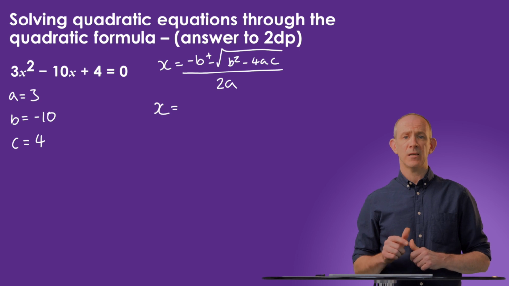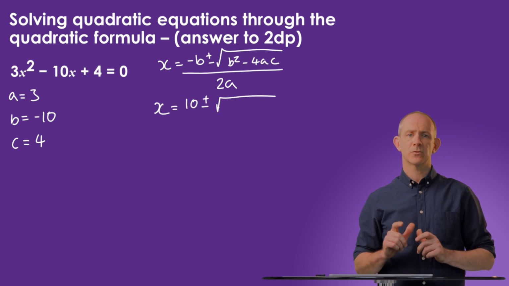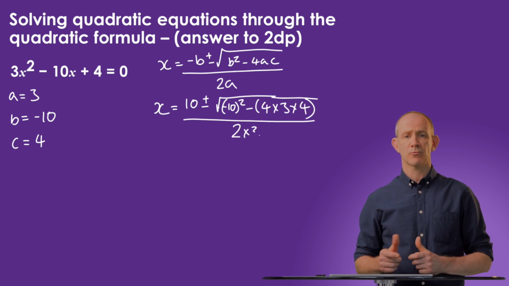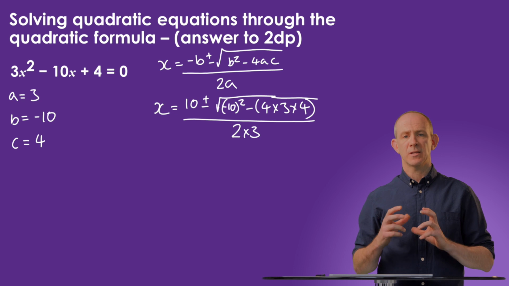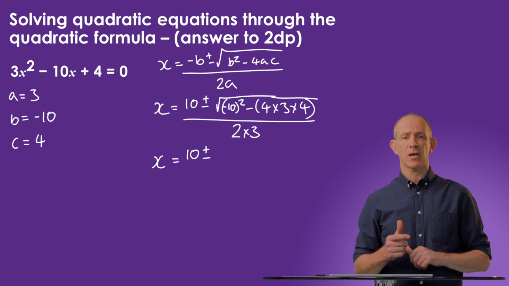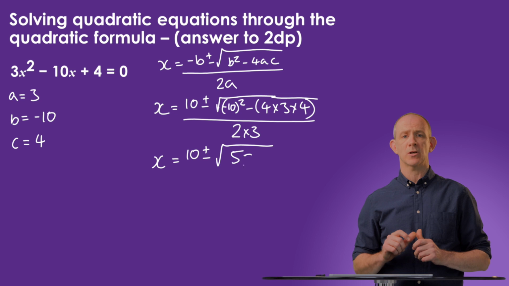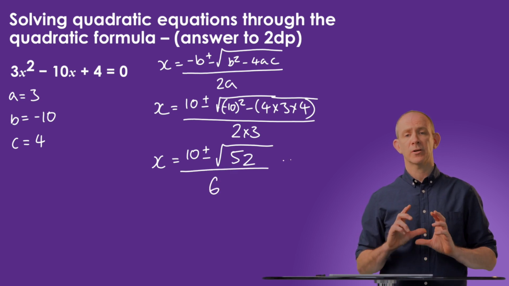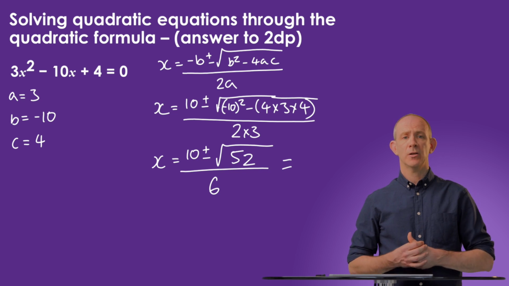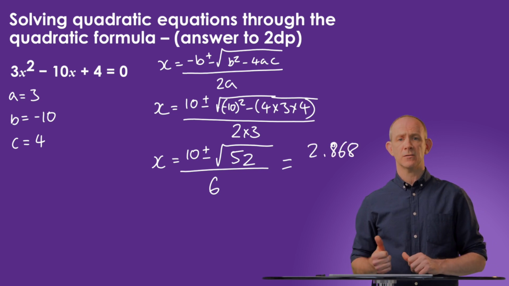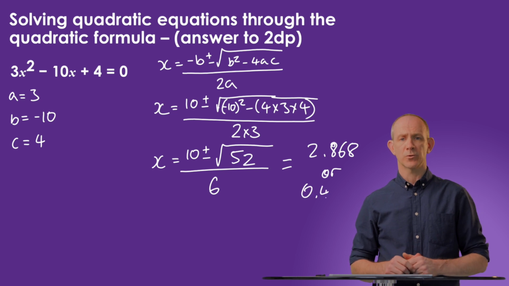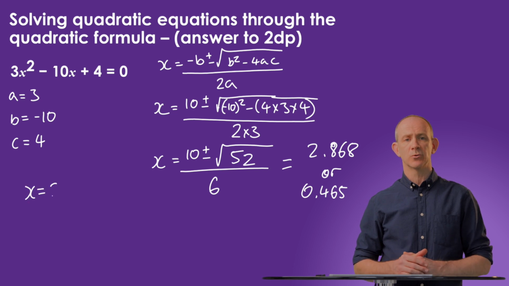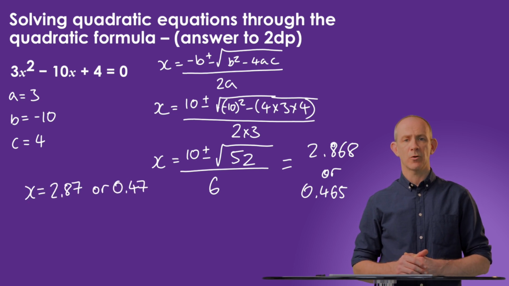X equals 10 plus or minus the square root of 10 squared minus 4 times 3 times 4, over 2 times 3. We can then simplify that to be x equals 10 plus or minus the square root of 52 over 6. If you calculate this on your calculator, you'll end up with 2.868 or 0.465. And that, rounded to two decimal places, will give us x equals 2.87 or 0.47.